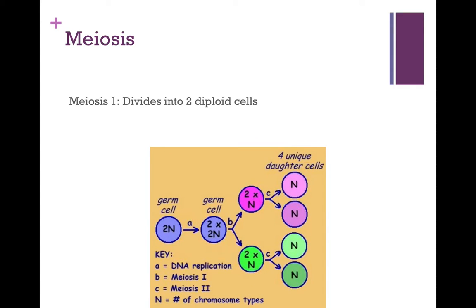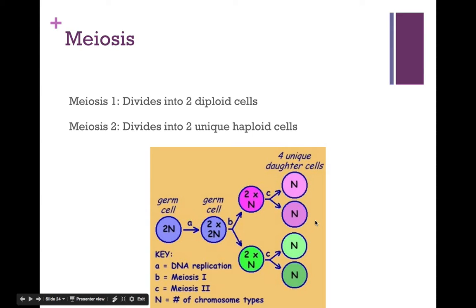Meiosis I divides into 2 diploid cells. So we take the cell, we duplicate the DNA, we make cells like we do in mitosis. And then meiosis II divides the cell into 2 unique haploid cells. The end result of meiosis II is 4 cells, because if you take 1 cell, divide it into 2, divide those 2 cells into 2 more cells, you have an end result of 4 daughter cells from 1 germ cell.